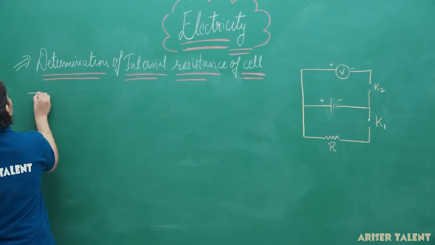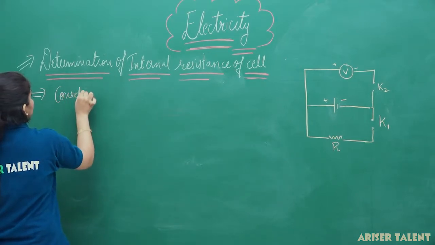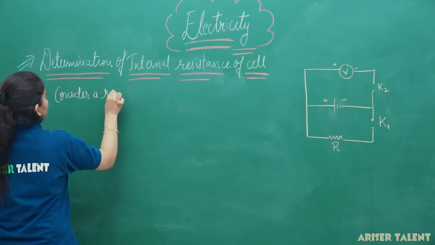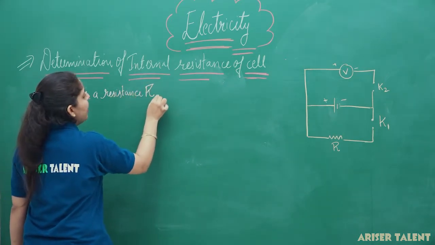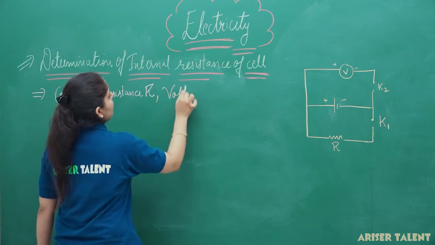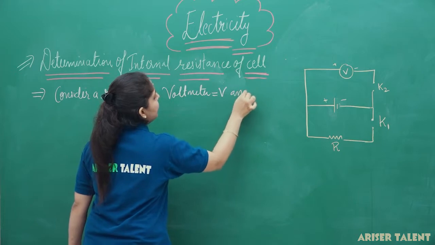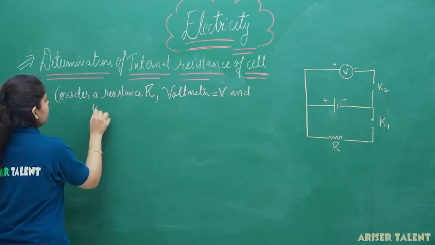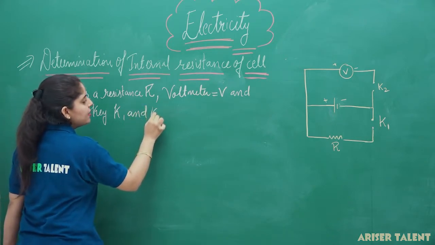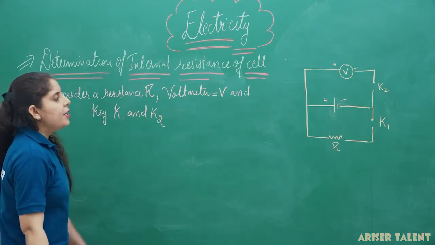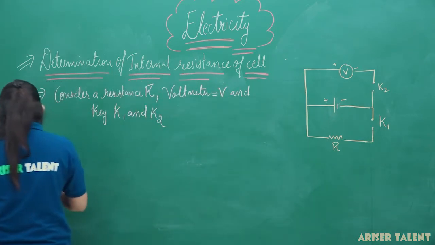Firstly, what we have considered is a resistance capital R, voltmeter V, and keys K1 and K2. So, these are the components I have taken in this circuit. Now, in case 1, when I keep K2 closed, what will happen in case first?